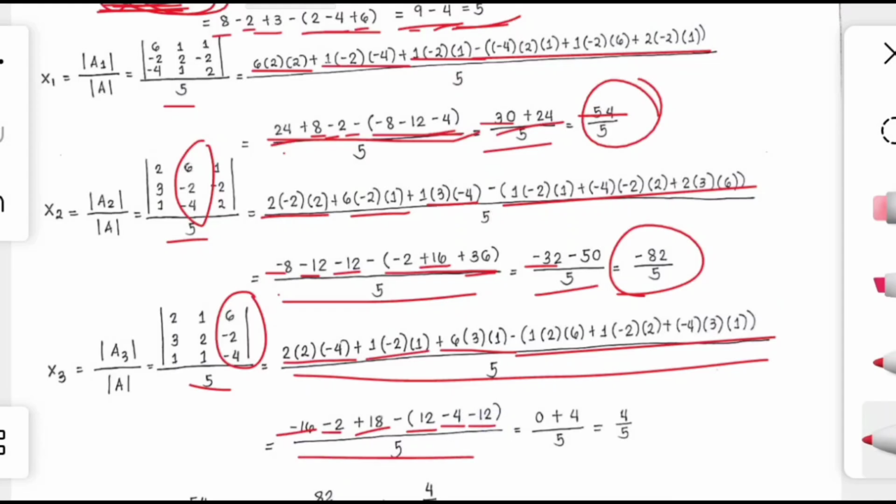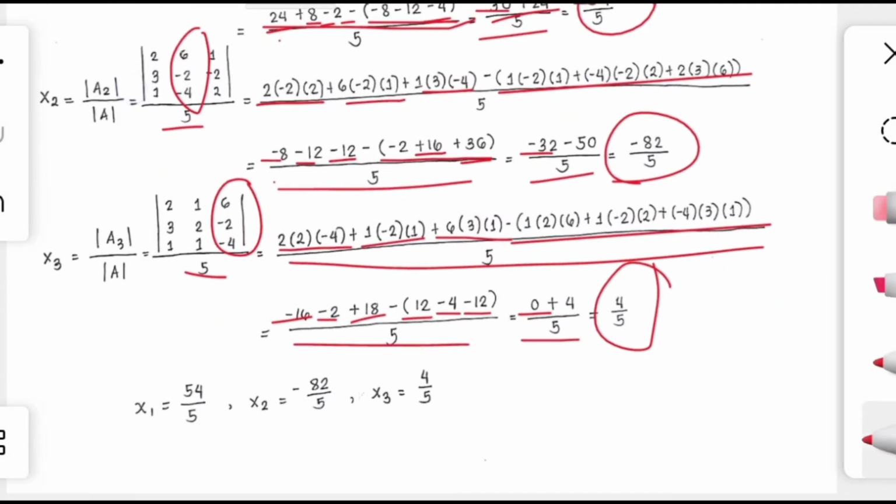So negative 16 minus 2 plus 18 is equal to 0. And then 12 minus 4 minus 12 is equal to negative 4. And since 0 minus negative 4 would be equal to 0 plus 4, all over the 5. So therefore, our x sub 3 here is equal to 4/5.